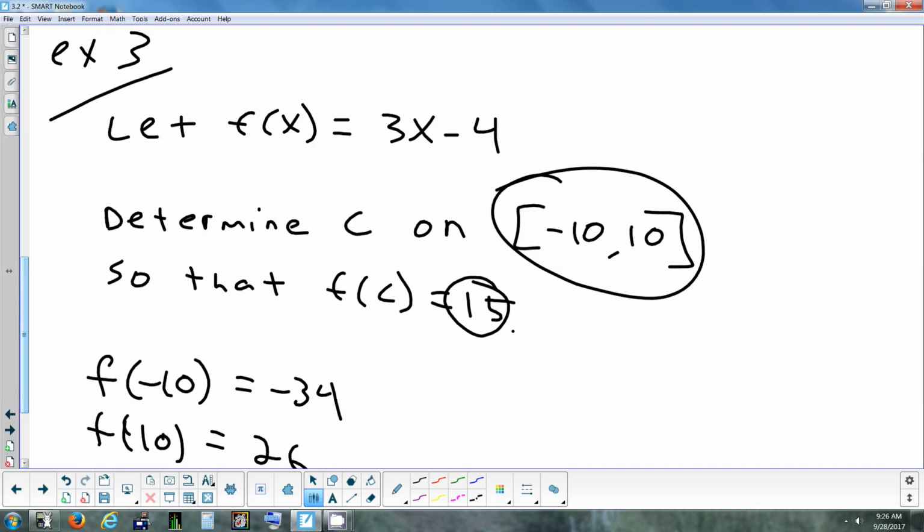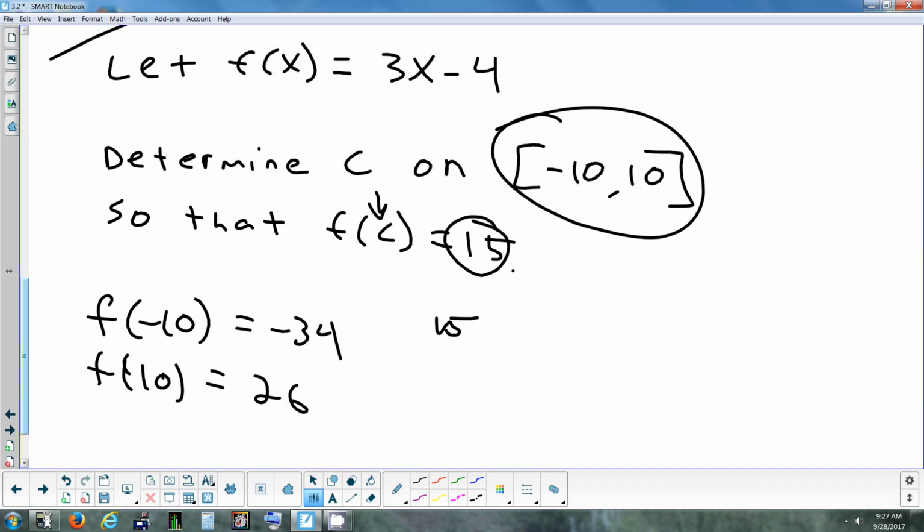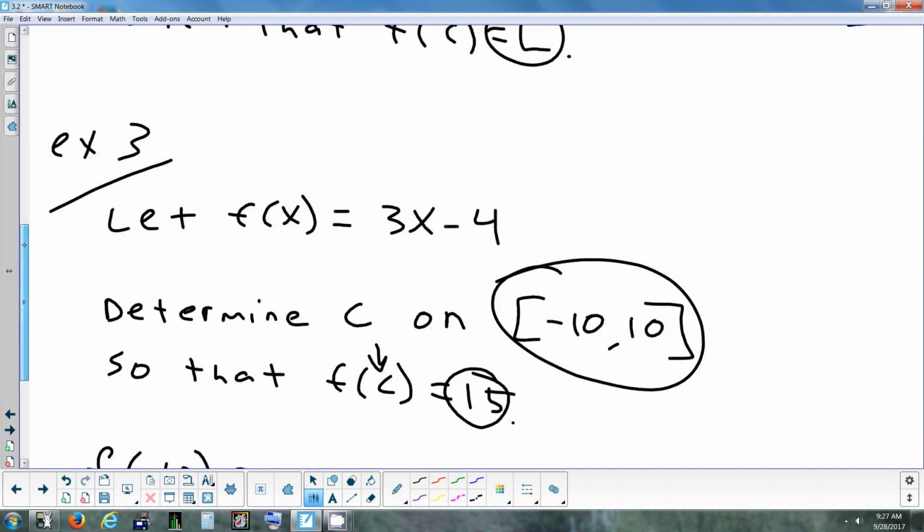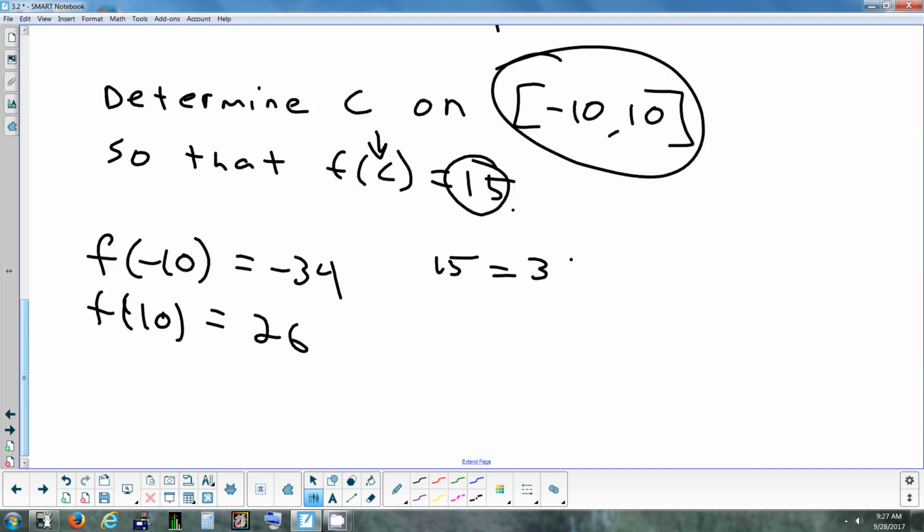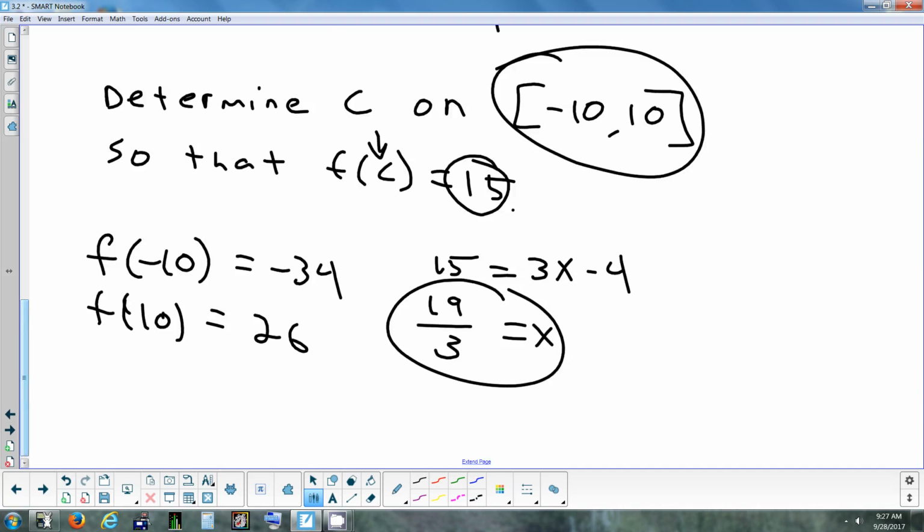Well, Rebecca? Well, wouldn't it have to equal 15? It would have to equal 15. So we're finding the x value. We're finding a number that you plug into the function. So 15 equals 3x minus 4. So x is 19/3.